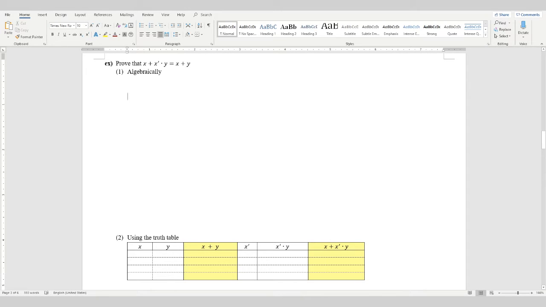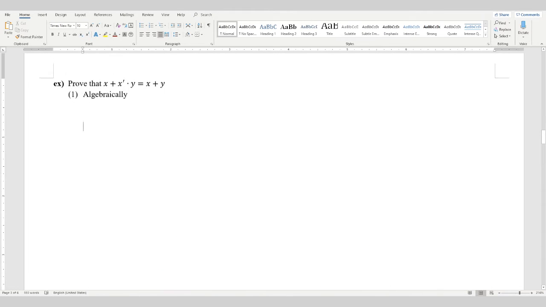For this problem, we want to prove that x plus x complement times y is equal to x plus y. We want to do this algebraically first and then using a truth table. So let's start here with showing this algebraically.